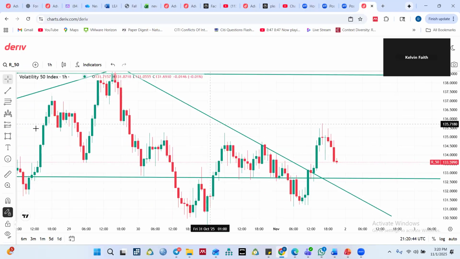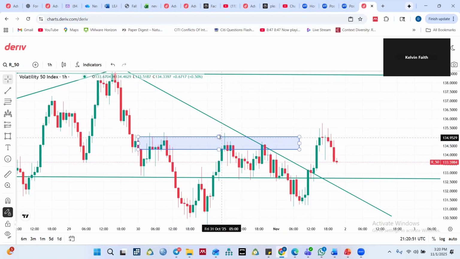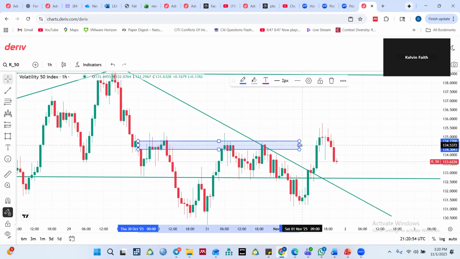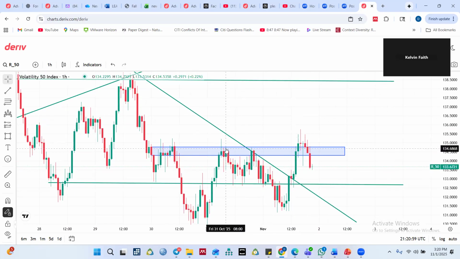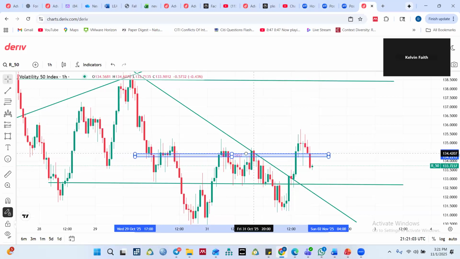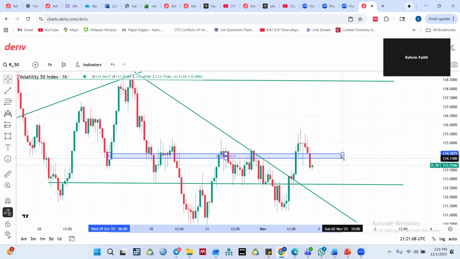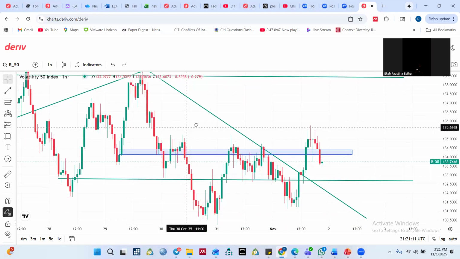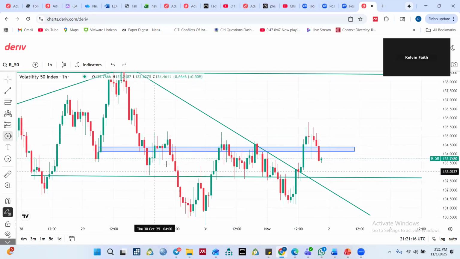So on this 1 hour, what can all of you see about this level? Can you all tell me what is here? Please, can anybody tell me what is at that level? Break of structure. Okay, that's fine, but that's not what I'm looking for. So what is here? Here.